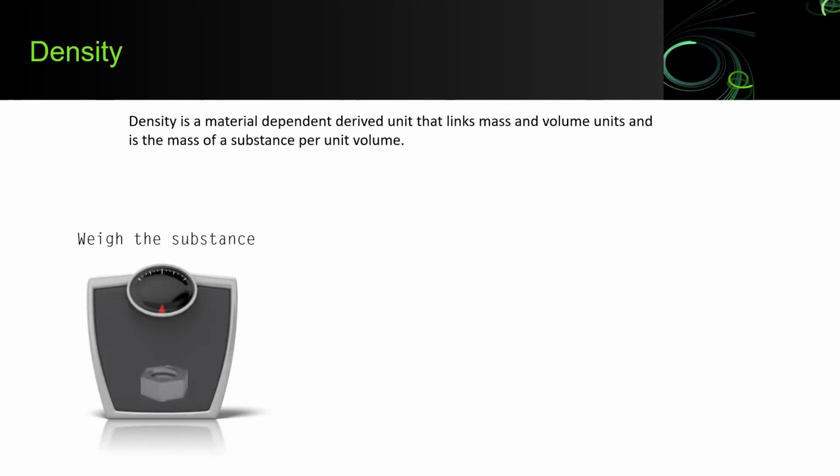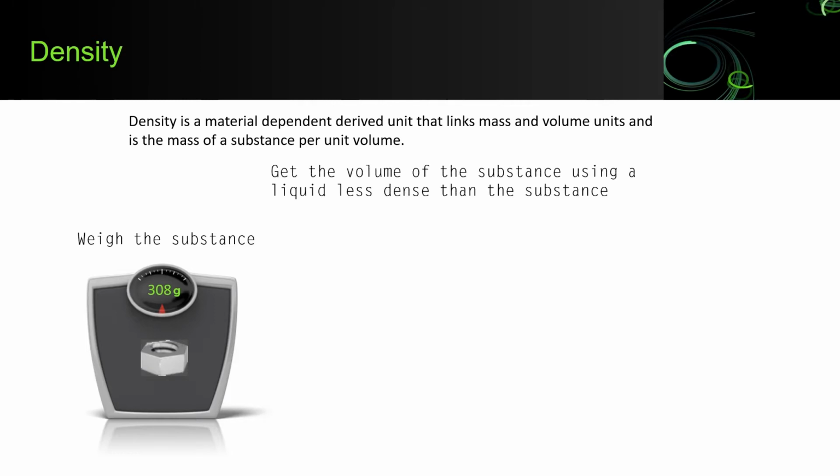First, we weigh the substance on a good calibrated scale or balance to obtain its mass. In the example shown, the metal machined nut has a mass of 308 grams. Note that this quantity has 3 sig figs. We now need the volume of the substance.